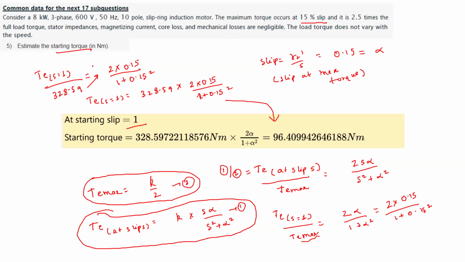This is 1, so this is s square plus alpha square, 2s. We are substituting at slip 1 because we are finding it at starting, right? So at starting slip is 1. We just put s equal to 1. So this is 2 into alpha by 1 plus alpha square.